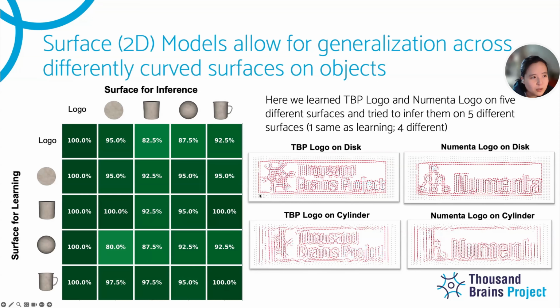But we can learn the TP logo from the cylinder. This is the learned TP logo that was attached to a cylinder, and we can still extract a 2D surface model out of it. Okay. That's great.